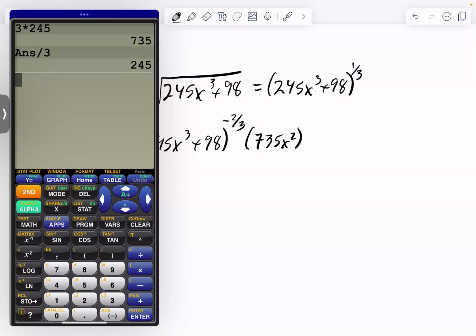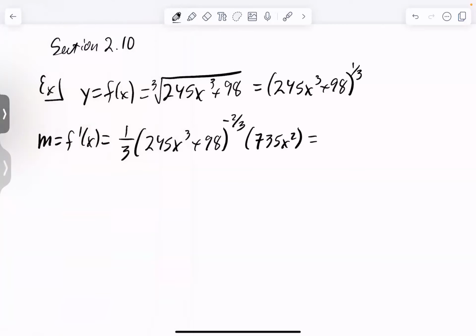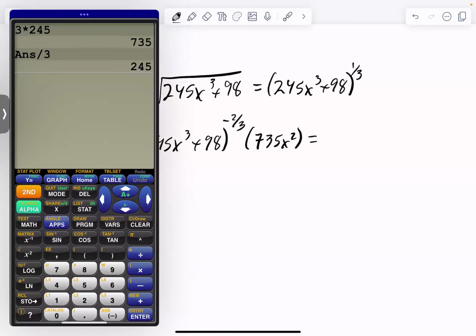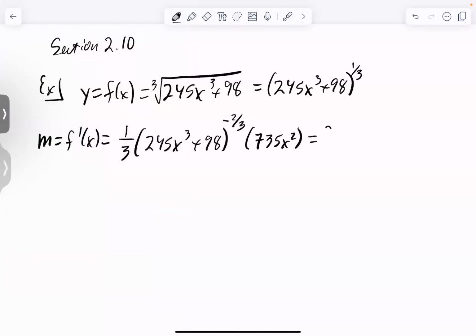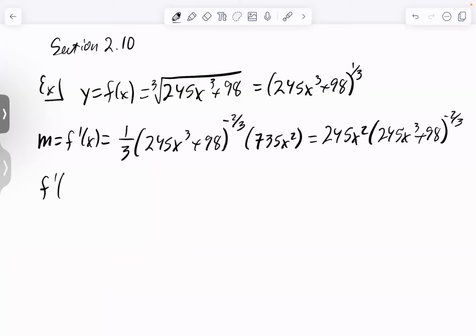So that 1/3 is gone, and we're left with 245 x squared times 245x to the third plus 98, to the negative 2/3. And they say specifically, we want to evaluate this when x equals 1.